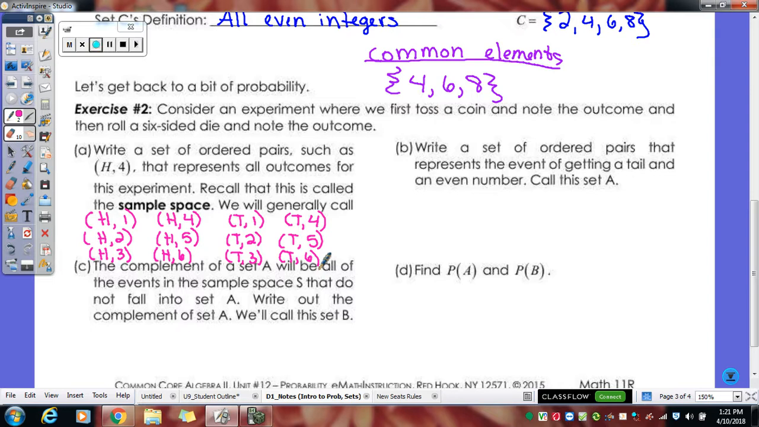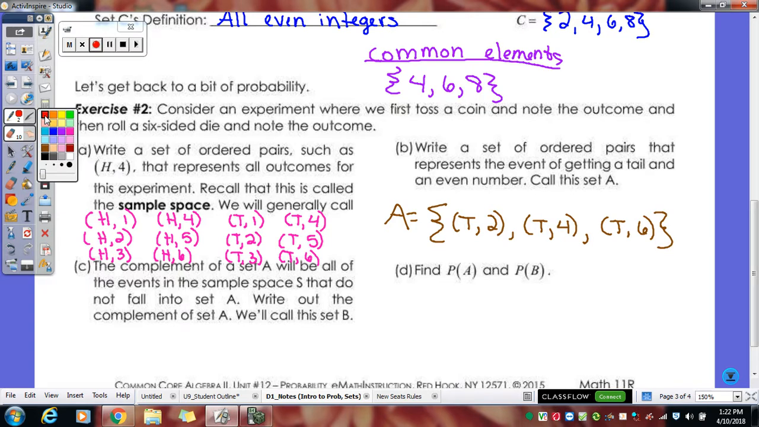So in B, they want us to write a set of ordered pairs that represents the event of getting a tail and an even number. And we're going to call this set A. So A equals tail and an even number. So tail and 2. Tail and 4. Tail and 6.